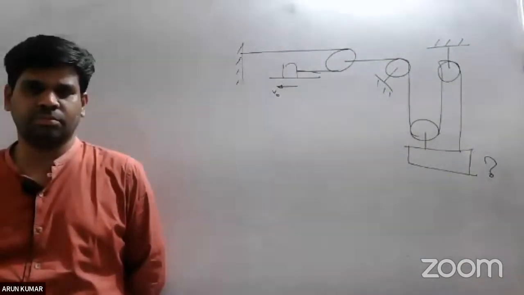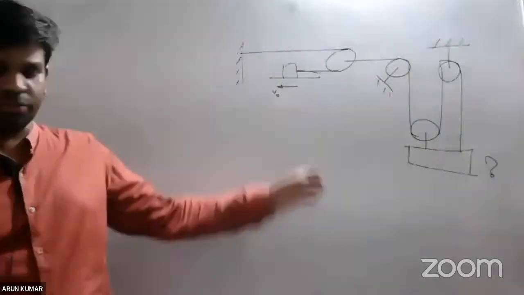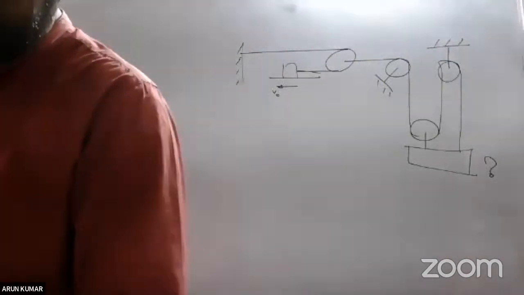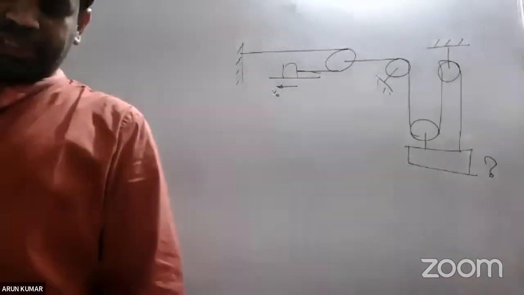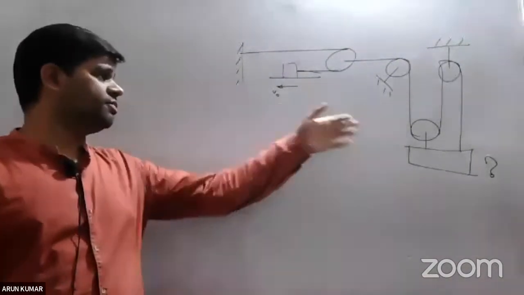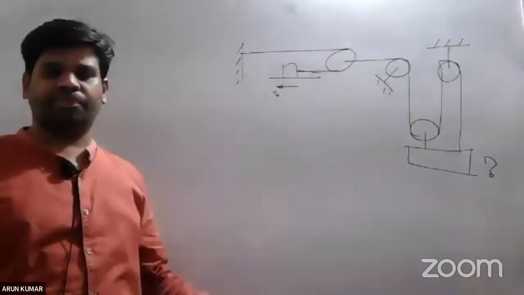Can you tell me the question number? This is the question: question number 114, pick number 17. It is on the board, look at the question. How to find the velocity of this block? This velocity is given as V naught.